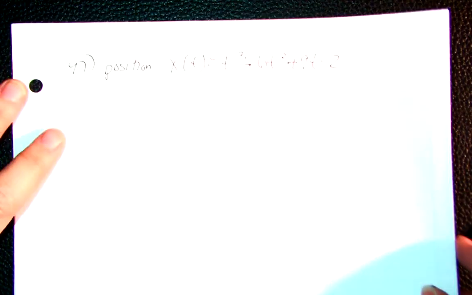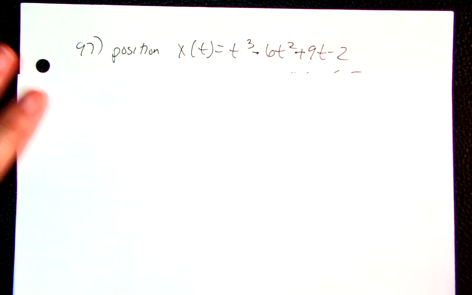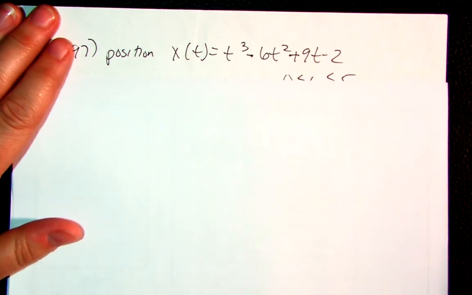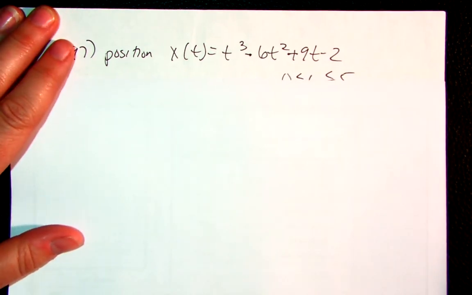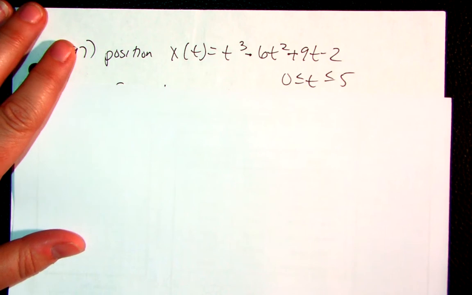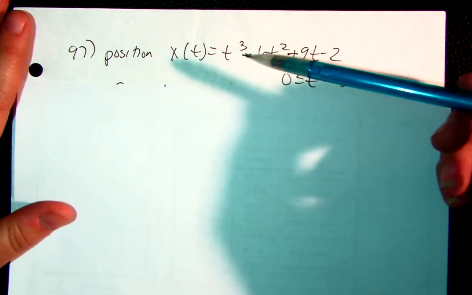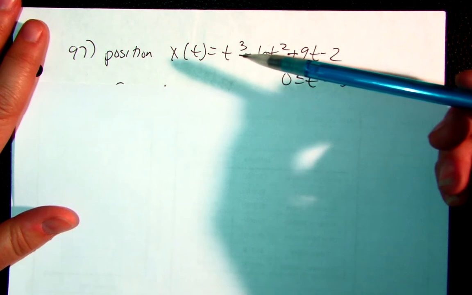The last piece that I'm going to address, which is again all over the AP test, and you'll see more of that as we do many of them, beginning with Thanksgiving break. You will have one. The position function, they give you in number 97. So this is position, velocity and acceleration.